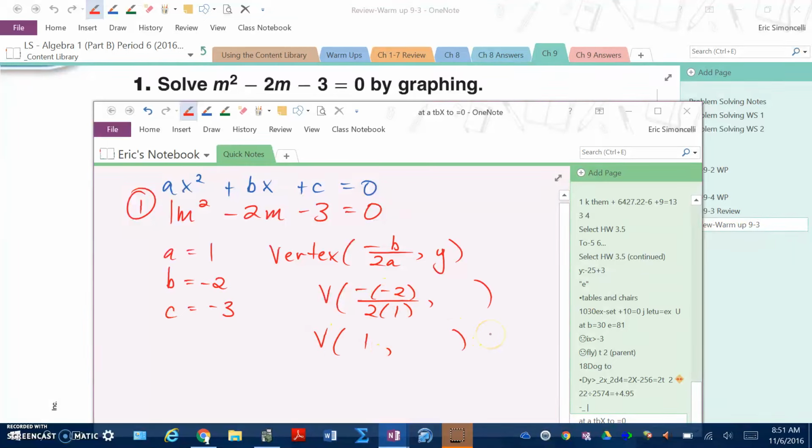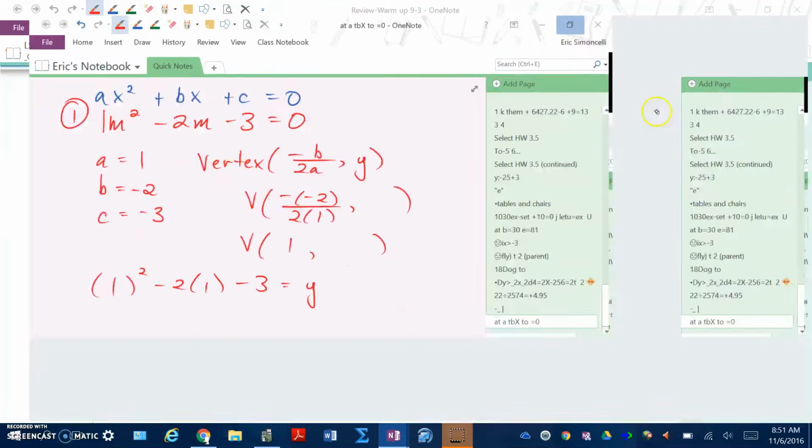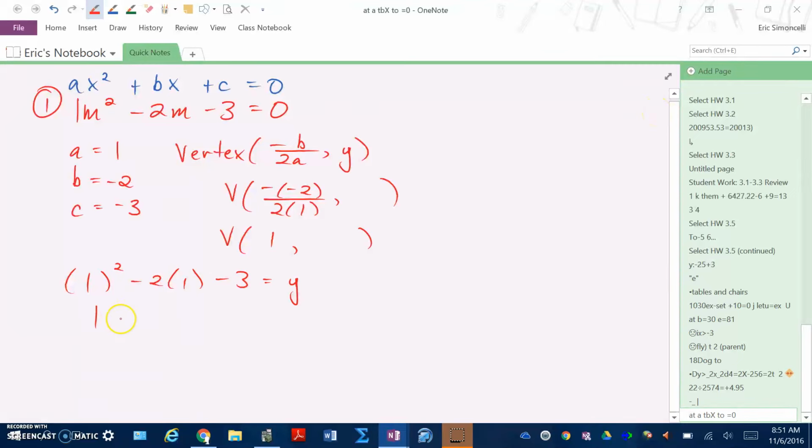So 1 comma what? Well, we now plug in 1 for m in this equation, m squared, so 1 squared minus 2 times 1 minus 3. Now we're solving for y. I know the original equation was set equal to 0, but that was just helping us identify the fact that we're going to be solving this, or expand this. So we go ahead and solve. We get 1 minus 2 minus 3, or what? 1 minus 2, negative 1, minus 3, negative 4. So my vertex y-coordinate is just that, negative 4.